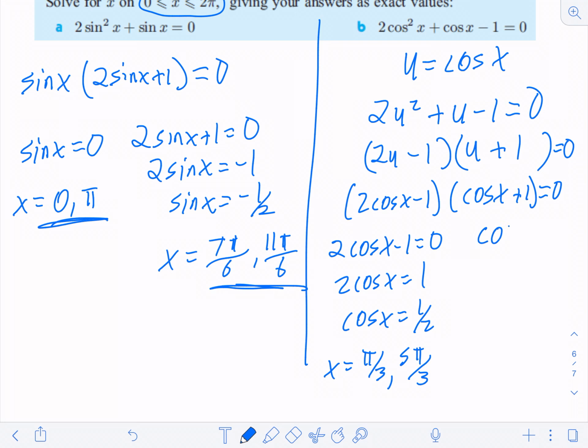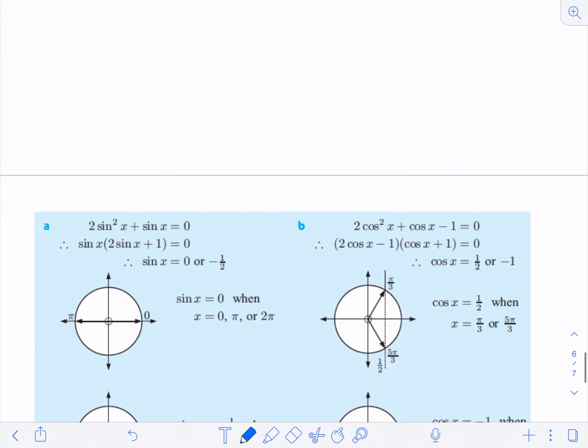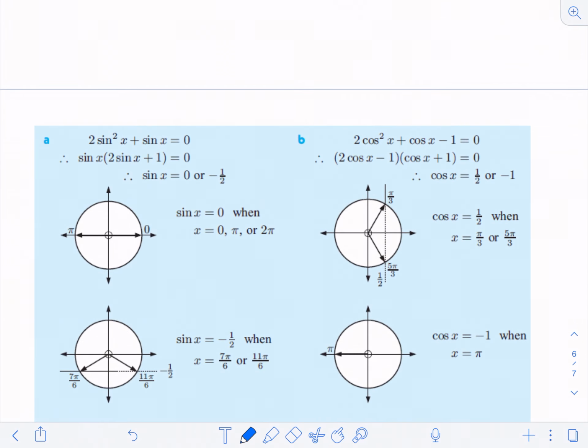And then over here, cosine x plus 1 is equal to 0. Oops, sorry. I should have said cosine x equals -1. Where does cosine x equal -1? At x equals pi. So my answer is pi, 5 pi over 3, and pi over 3. And those are my answers. I think I have them down here. Yep, you can verify them with the unit circle and go a little bit further there as well.